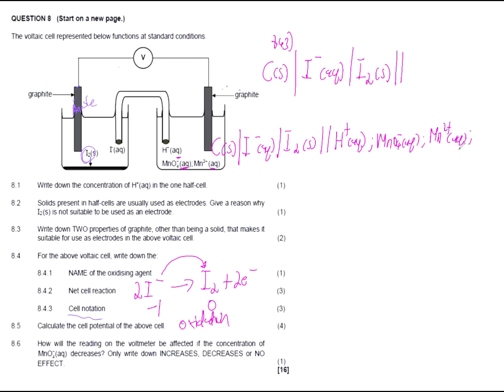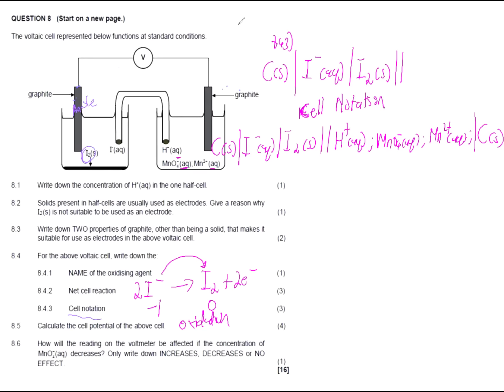But then remember, we must close it off with a what? We must close it off with a phase separator, and then we close it off with the cathode. Now, our cathode is also graphite, which is your carbon in solid form. And therefore, your cell notation will look like this. So that's your cell notation.